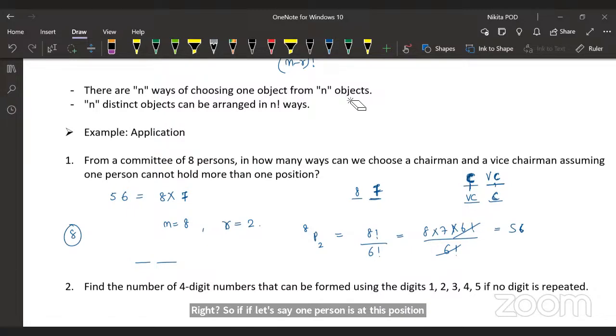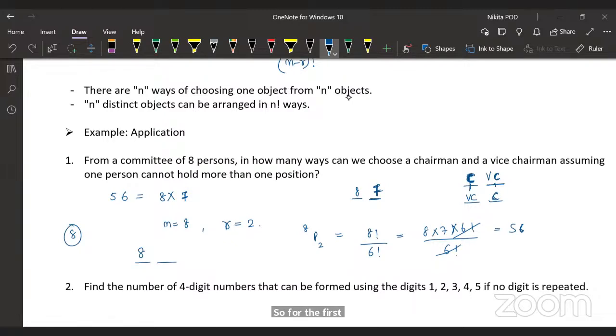So for the first position, chairman, I have 8 choices. For the second one, I have only 7 people left. So I just do 8 times 7, which is 56. I think you would have studied this in week 5. It is 8P2.